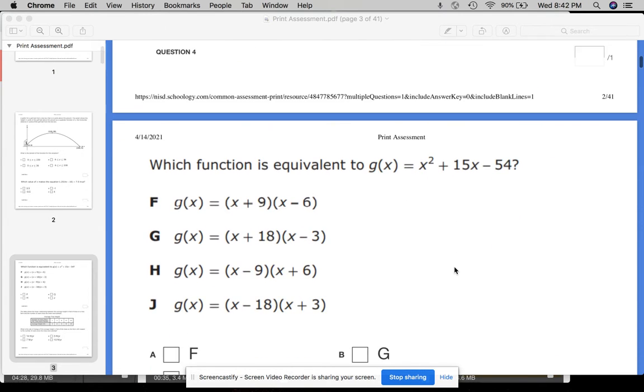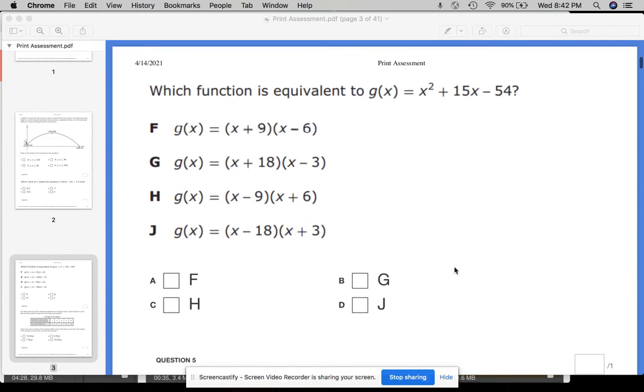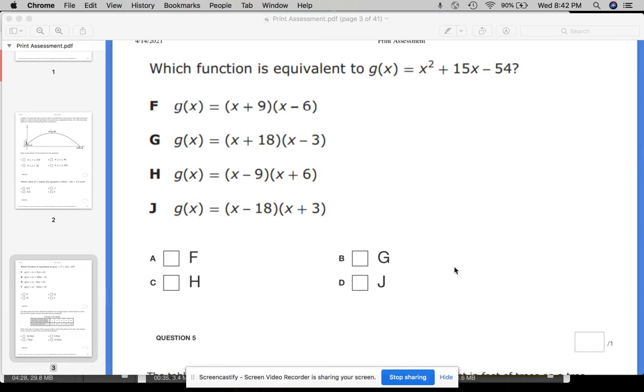Question 4. Which function is equivalent to g of x equals x squared plus 15x minus 54? F, g of x equals (x plus 9)(x minus 6). G, g of x equals (x plus 18)(x minus 3).